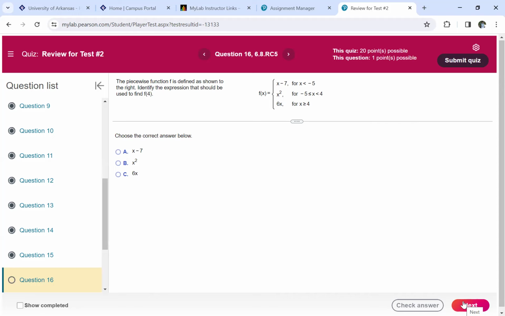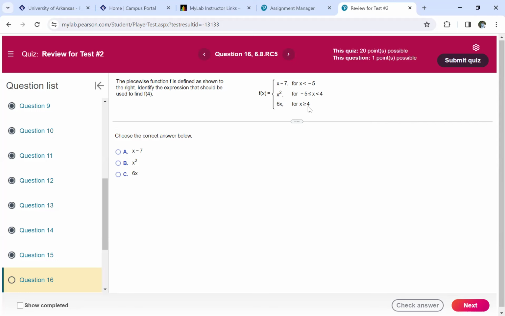All right, y'all, so I'm going through and I'm looking for the first one. Is 4 less than -5? Well, that's not true. Is 4 equal to -5 but less than 4? Well, y'all, 4 is not less than 4.